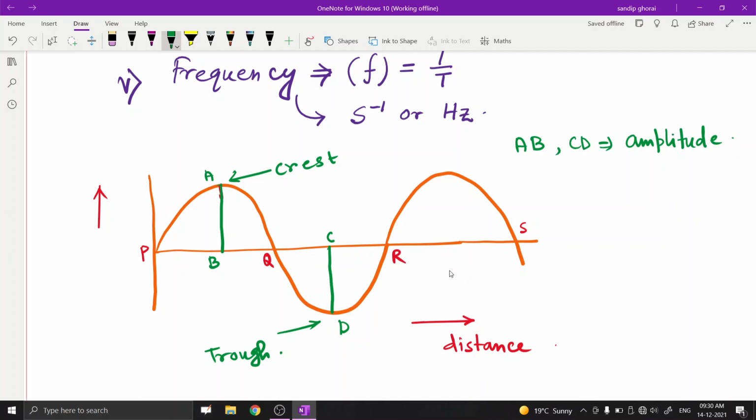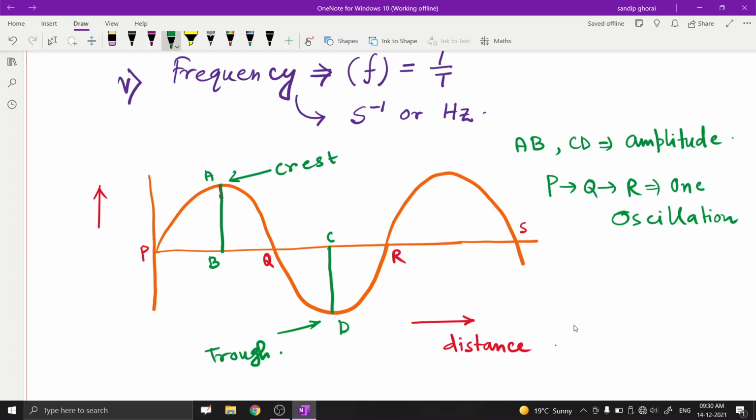In general, one oscillation means P to R. So P to Q, Q to R is one oscillation. The time period is the time taken to complete one oscillation, that means P to R. The time taken to complete the oscillation P to R is called the time period, and the inverse of time period is called frequency.